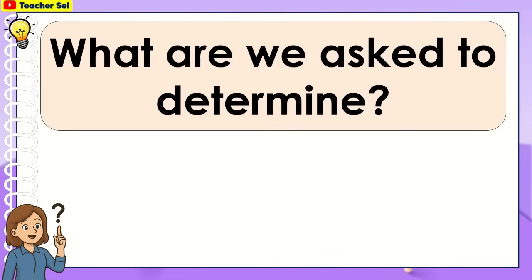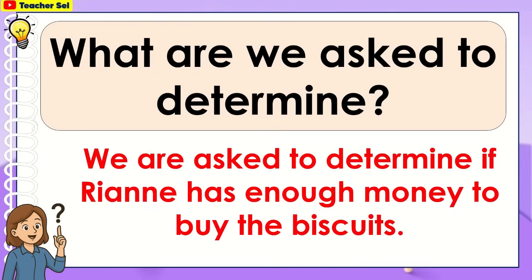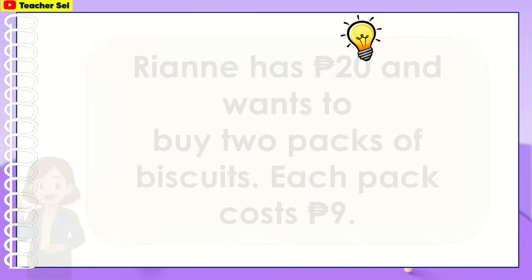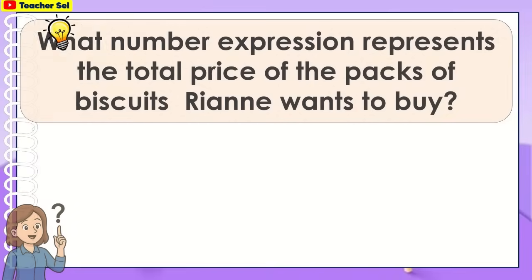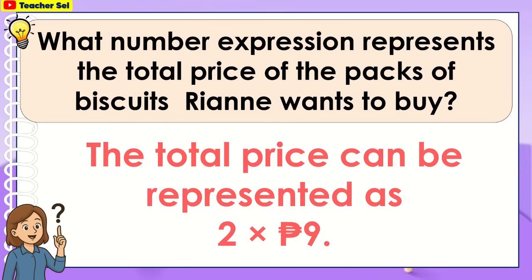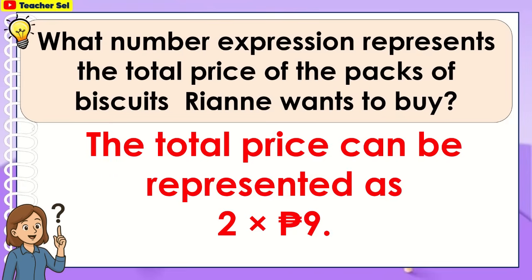What are we asked to determine? We are asked to determine if Rian has enough money to buy the biscuits. Rian has 20 pesos and wants to buy 2 packs of biscuits. Each pack costs 9 pesos. What number expression represents the total price of the packs of biscuits Rian wants to buy? The total price can be represented as 2 times 9 pesos.